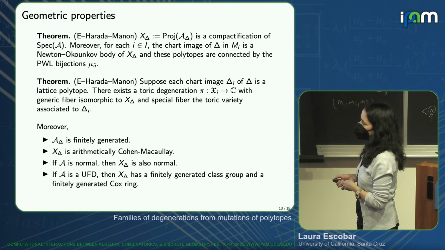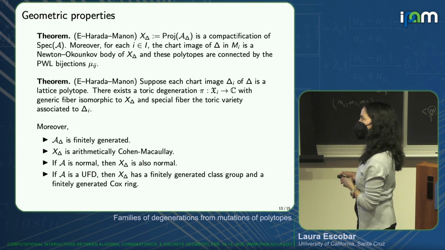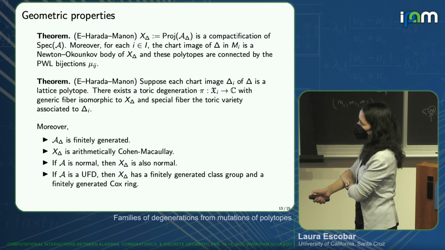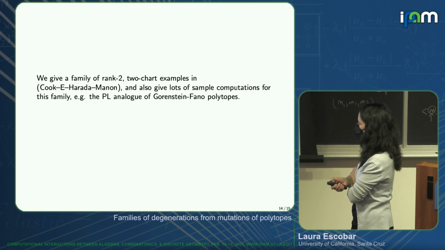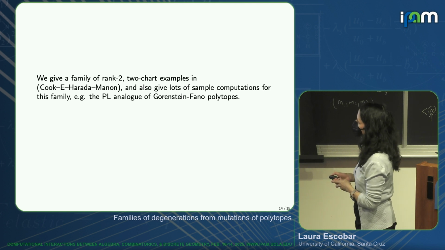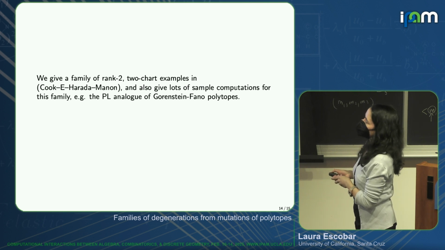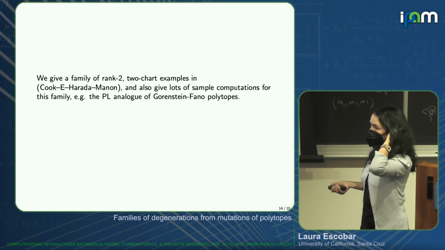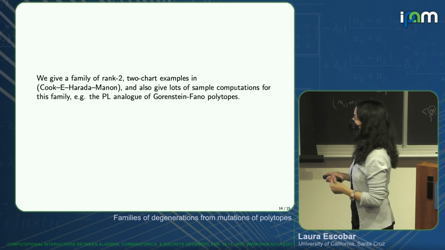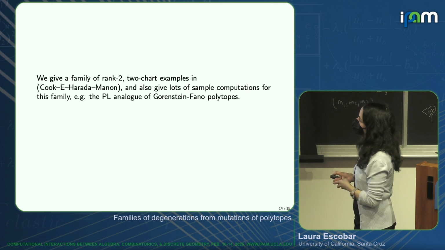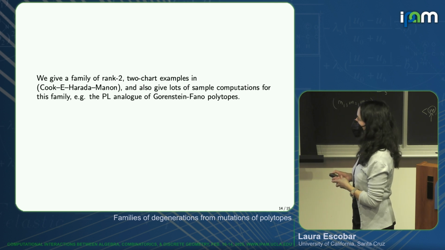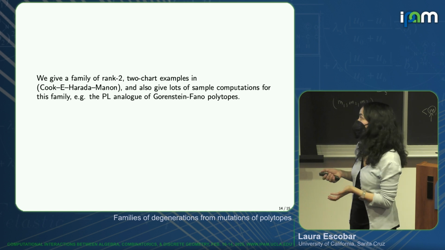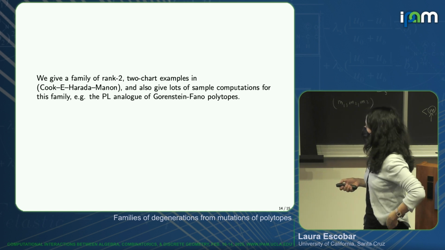And if A is a unique factorization domain, then you have a finitely generated Grassmann group and a finitely generated Cox ring. I can go back to that slide, but I just wanted to advertise this companion paper. Our original paper doesn't have that many computations, but in our companion paper there are a lot of sample computations, and we give a connection to Gorenstein-Fano and generalize Gorenstein-Fano polytopes.